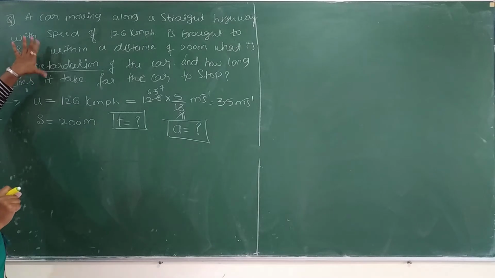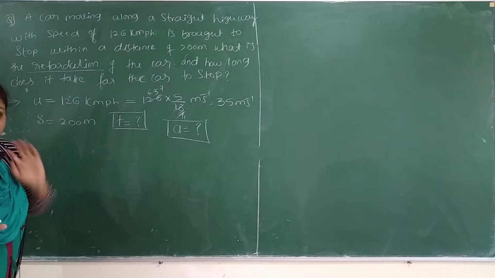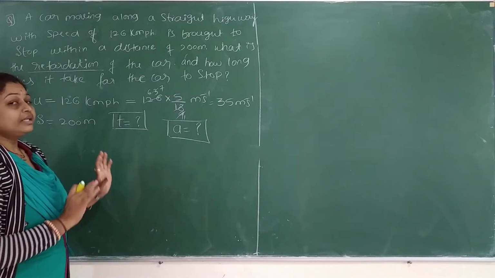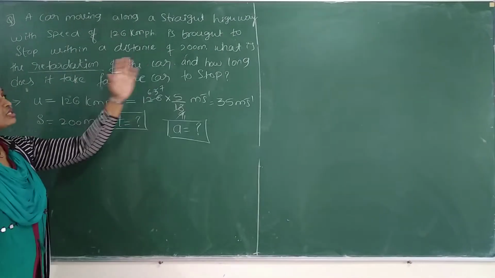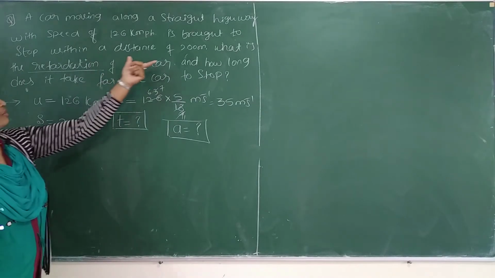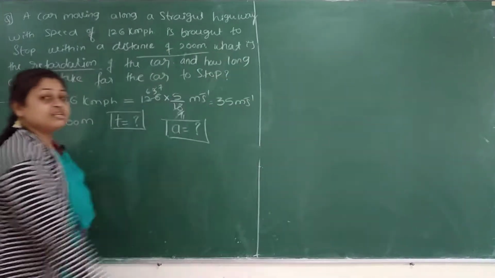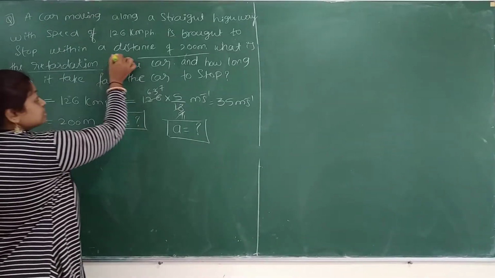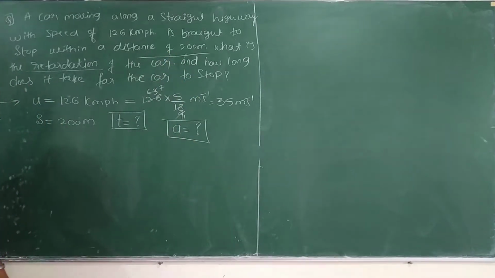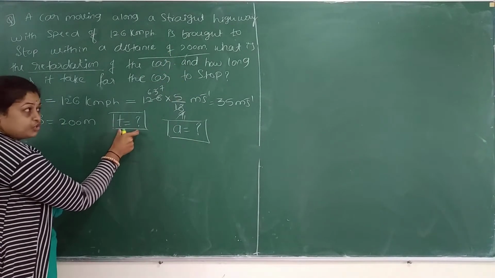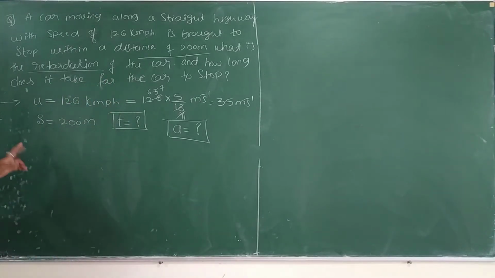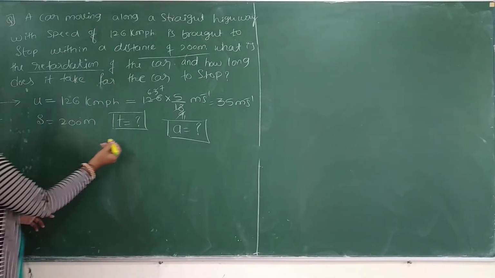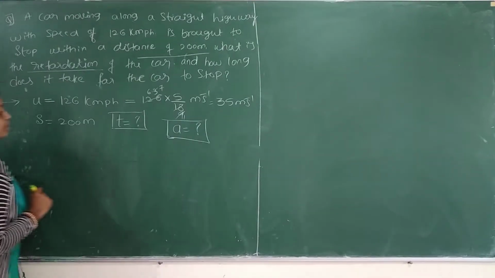So, a simple question. A car is moving on a straight highway road with an initial velocity of 35 meters per second. When the car stops, it covers how much distance? 200 meters. To cover this much distance, 200 meters, it will take a certain time. That time you have to calculate here: how long does it take for the car to stop? Then the retardation also has to be calculated.